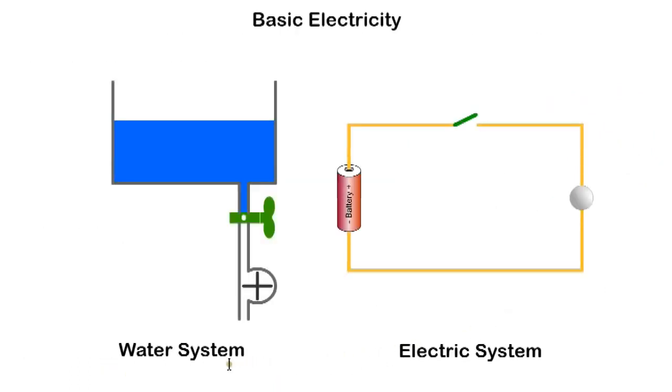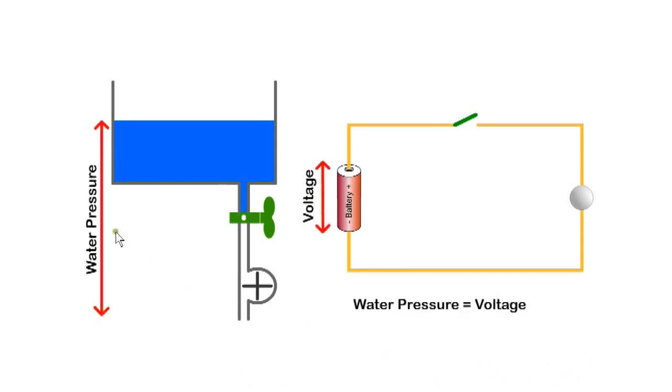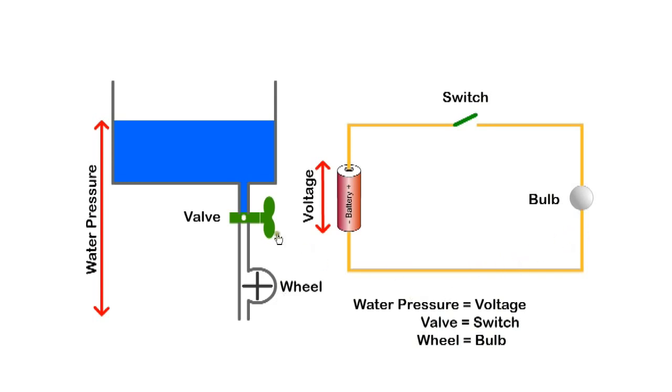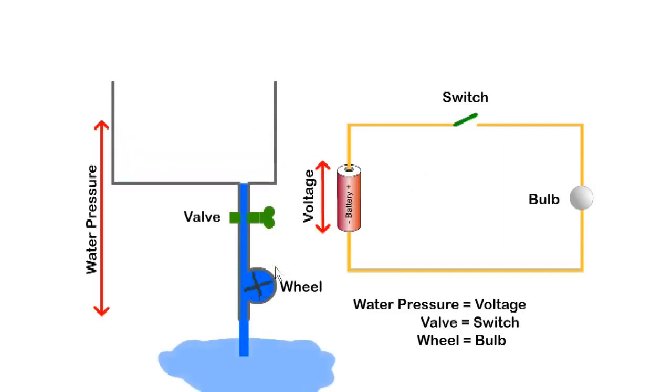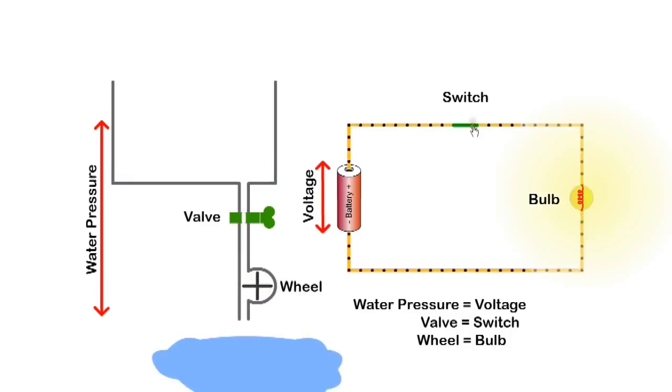We'll use an analogy with a water circuit to explain the operation of an electric circuit. The water pressure due to the height of the tank is similar to the potential difference or voltage provided by the battery. The valve is similar to the switch and the wheel is similar to the lamp, while the flow of water can be compared to the flow of current. The valve allows the water to flow, which turns the wheel. The switch provides a continuous path for the current to flow, and the resistance of the lamp produces heat and light. When the switch is opened, the circuit is broken and the current ceases to flow.